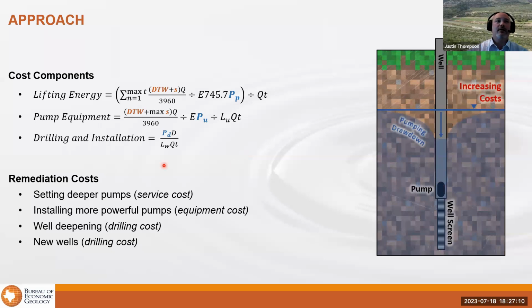Job done. But if that's not good enough, then we have other impacts as well, right? So we might need to install more powerful pumps, right? If we need to meet that pumping rate and the power required to lift water from greater and greater distances increasing. And then if the well fails, we might need to deepen it, right? We might need to drop this whole thing further down into the aquifer if it's partially penetrating, for example. Or we might even need to just drill an entirely new well.